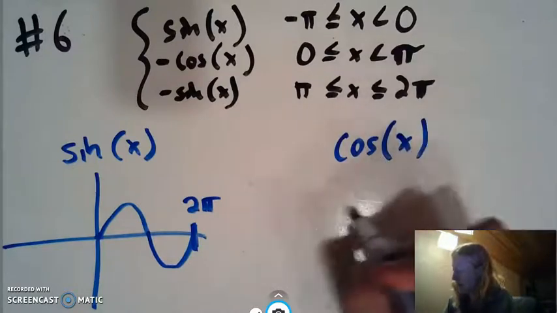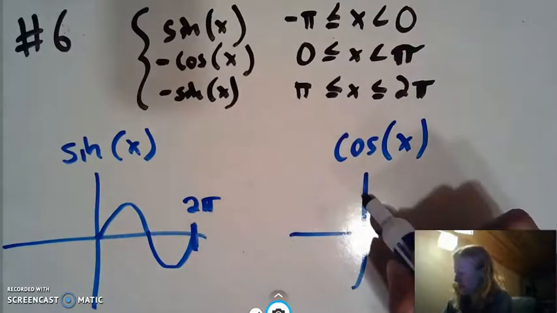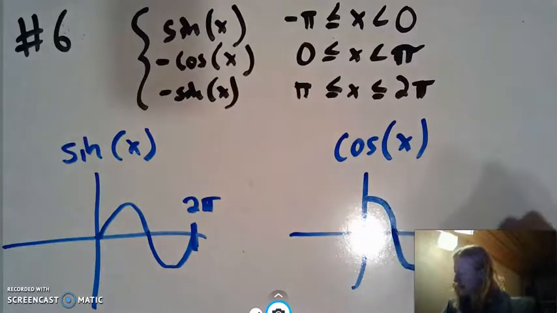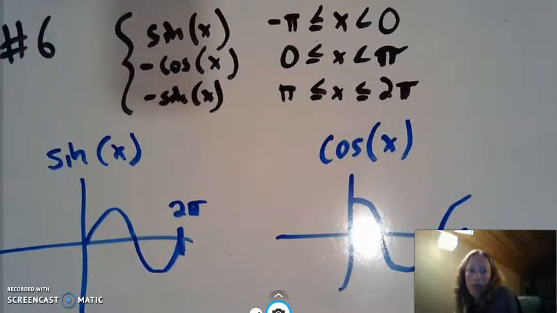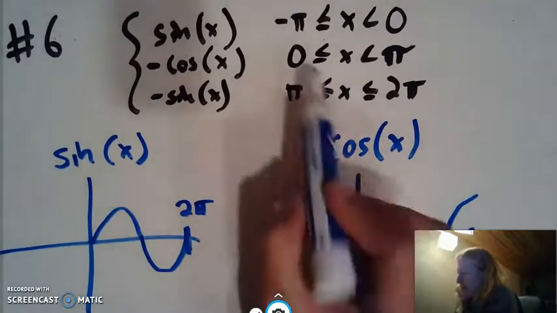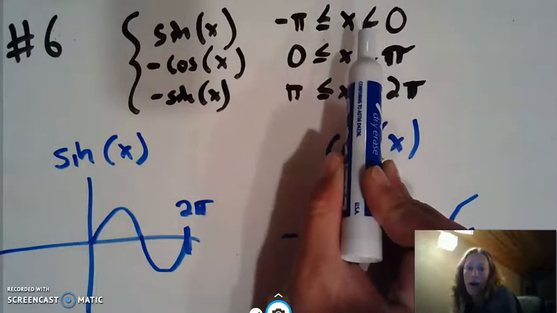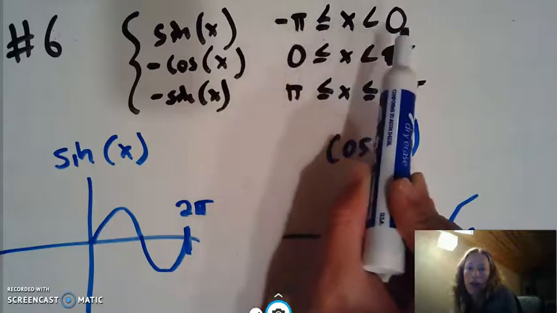And regular cosine is like a giant U. It starts up high, goes down, there's halfway, and then it comes back up, and then it's done, and it repeats itself. That also happens in 2 pi. So the first thing, we need regular sine of x, but we need it back a little bit. So we're going to go from negative pi all the way up to 0.